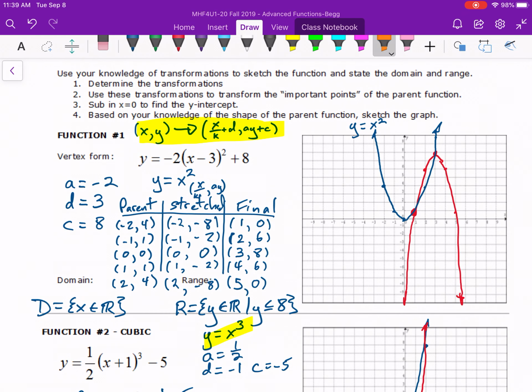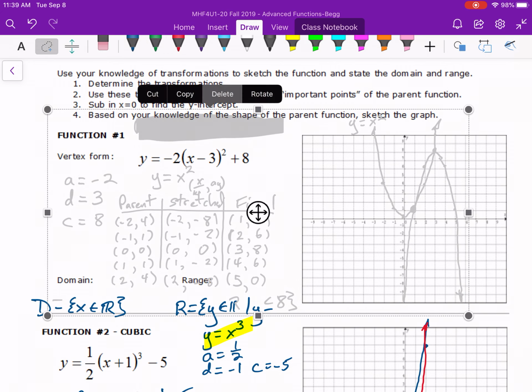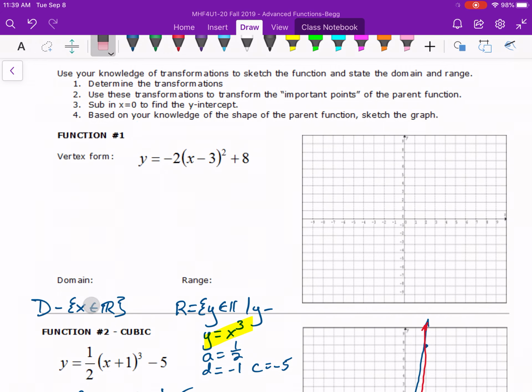All right, I want to get rid of all this and do it from scratch. So let's just see if I can delete this. All right, let's just do this one together.